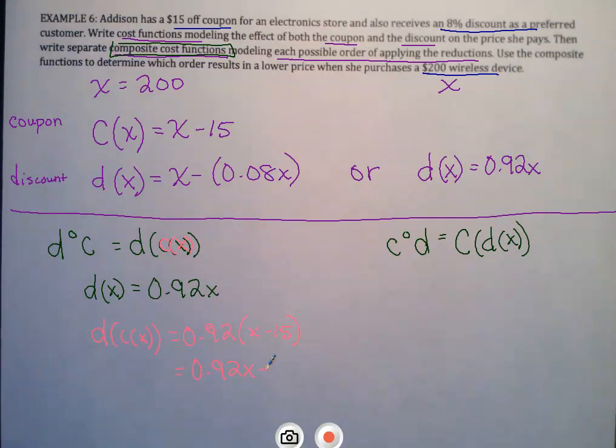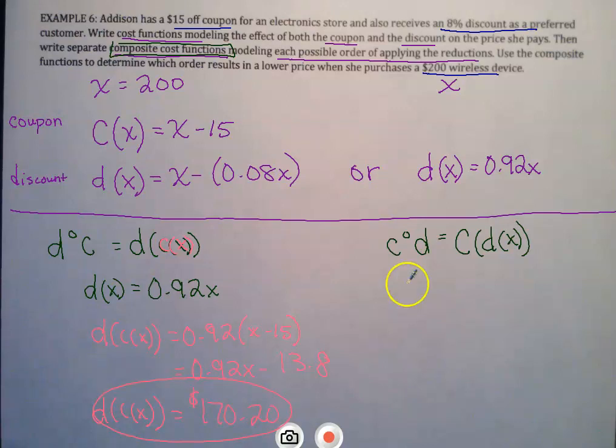So, we need to finish this problem before I let you go. You just need to plug in. All right, so 0.92x minus 13.8 if you distribute, and then you plug in the $200. Can we plug in the $200, subtract by 15, and then multiply by 0.92? Can we plug in x before we distribute it? You could have, yeah. Okay. Yeah, you could have plugged in x there. Yep, and you get $170.20 on this side.